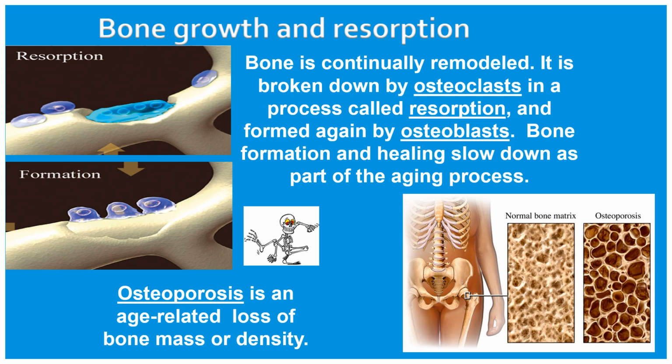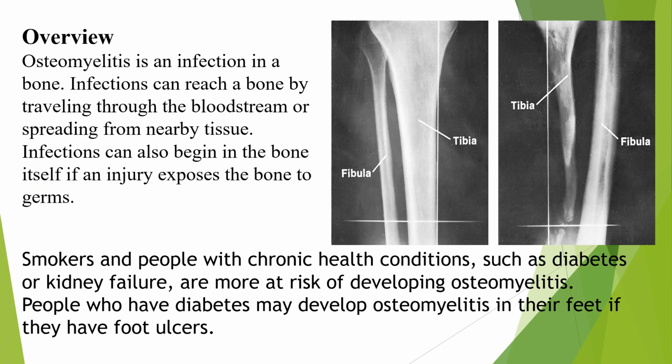Bone growth and disruption. Bone is continually remodeled. It is broken down by osteoclasts in a process called resorption and formed again by osteoblasts. Bone formation and healing slow down as part of the aging process. Osteoporosis is an age-related loss of bone mass or density.